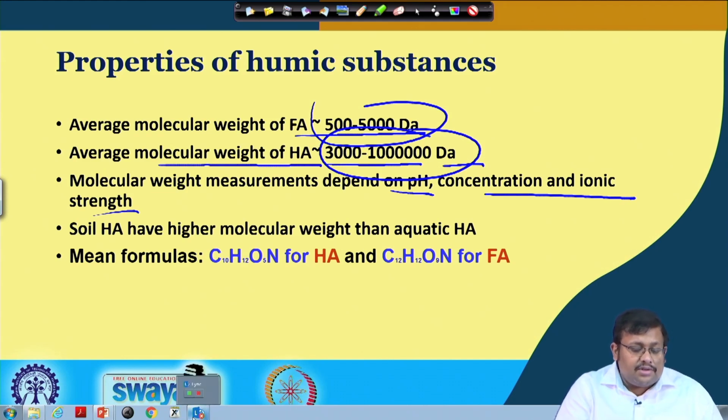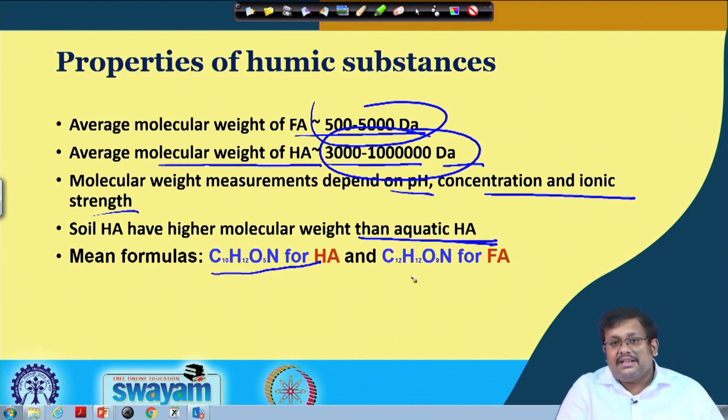We have already said that soil humic acid has higher molecular weight than aquatic humic acid. So, that is why I am telling you, although they are humic acid, their structure varies from one environment to another environment. The mean formula of humic acid is basically C10H12O59. However, in case of fulvic acid it is C12H12O99.